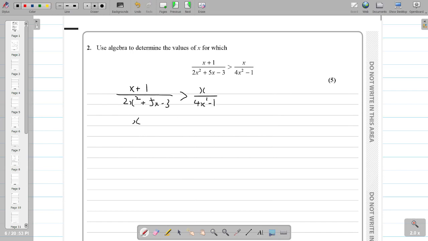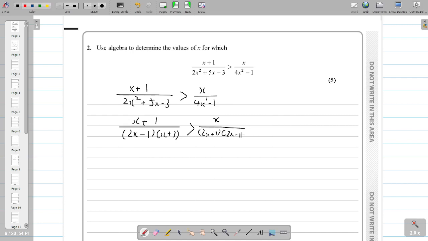So if we were to factorize the bottom denominator, we would probably get 2x plus 1, I think, and then x minus, oh wait, it's the other way around. It's 2x minus 1, and then x plus 3, because 2x squared plus 6x minus x is 5x, right? That's what we get. And then this was just a difference of 2 squares, so we're going to get 2x plus 1, and then 2x minus 1.